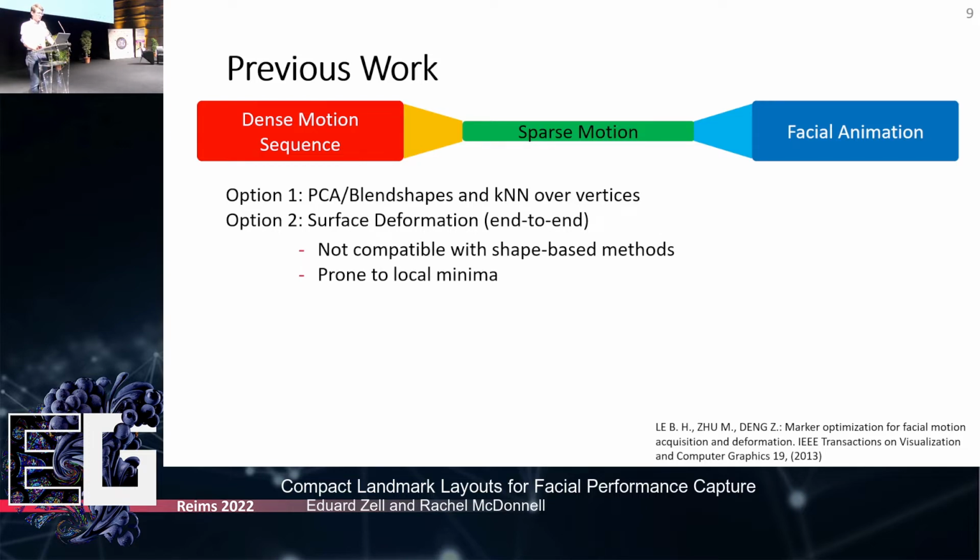Different to that, Lee et al. suggested an end-to-end optimization method that is based on surface deformation. Unfortunately, their method is prone to local minima and by design not well compatible with shape-based animation models. Since this method is prone to local minima, we also compared to the least squares method by Sorkine and Marc Alexa, which is highly similar to the method of Lee et al., but computes a global minimum.